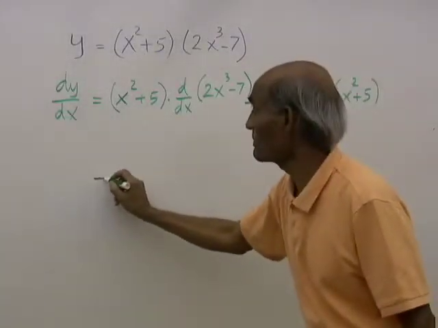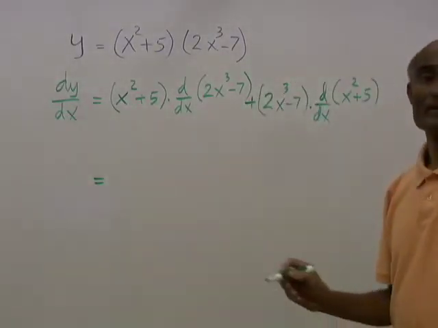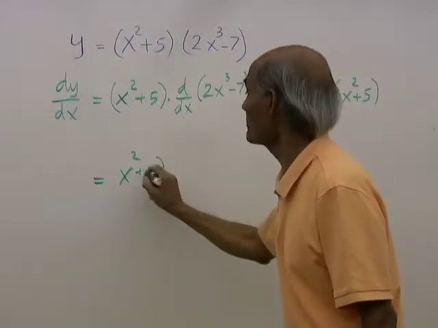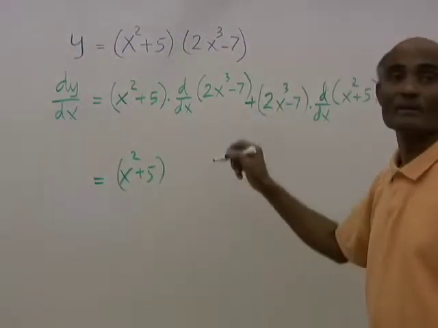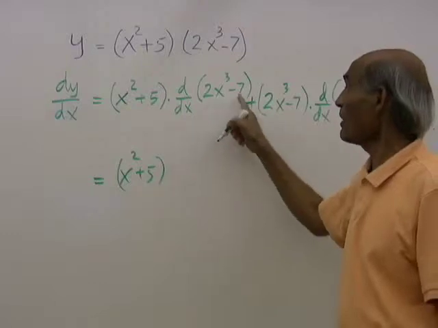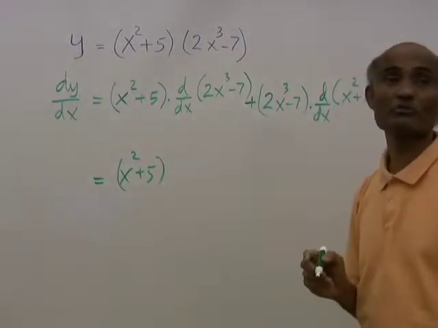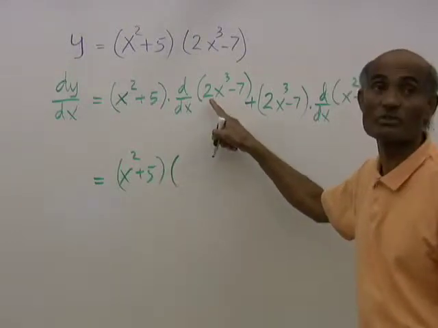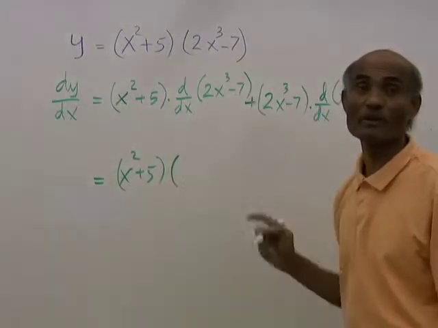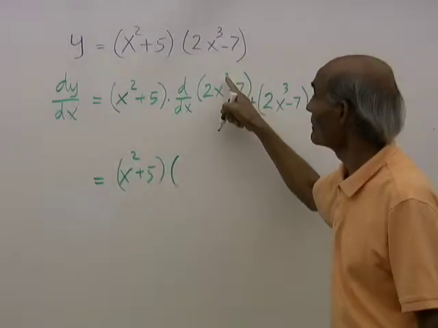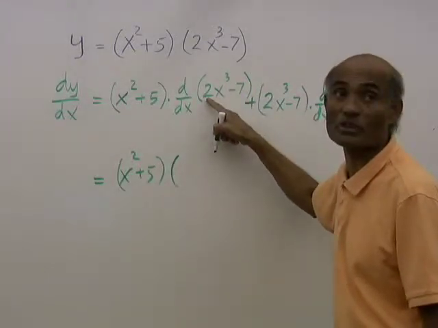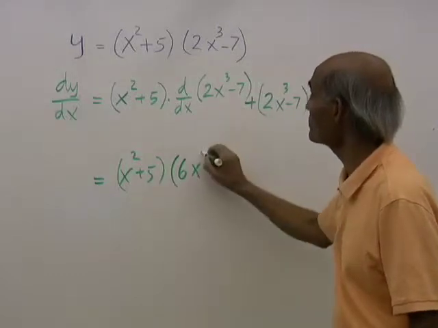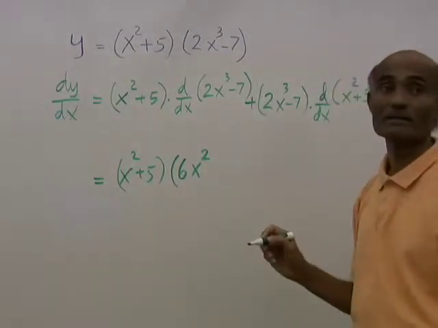Okay, let's now simplify that. That will be x squared plus 5 times d by dx of the derivative of 2x cubed minus 7. Alright, what is the derivative of 2x cubed? Use the power rule. That will be 3 times 2, 6. That will be 6x to the power of 2, 6x squared.